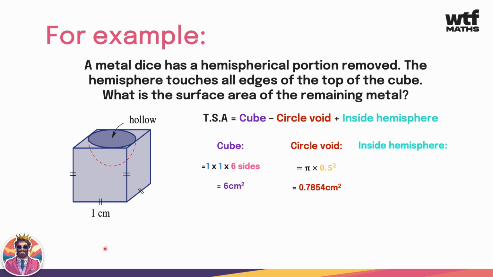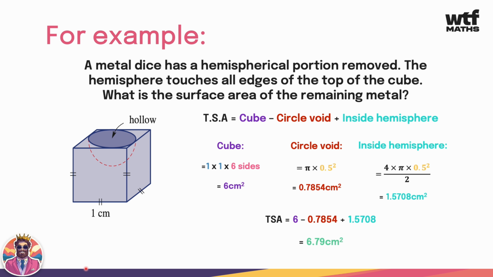And to find the inside hemisphere at the top, this little dip here, we're just going to have to do half a sphere. So it's going to be 4 times pi times 0.5 squared, but we divide by 2. Now that we've got our three areas, we can go, the original cube was 6, we're taking away the 0.7854 for the circle, and then we're going to add on 1.5708, and we get 6.79 centimeters squared.